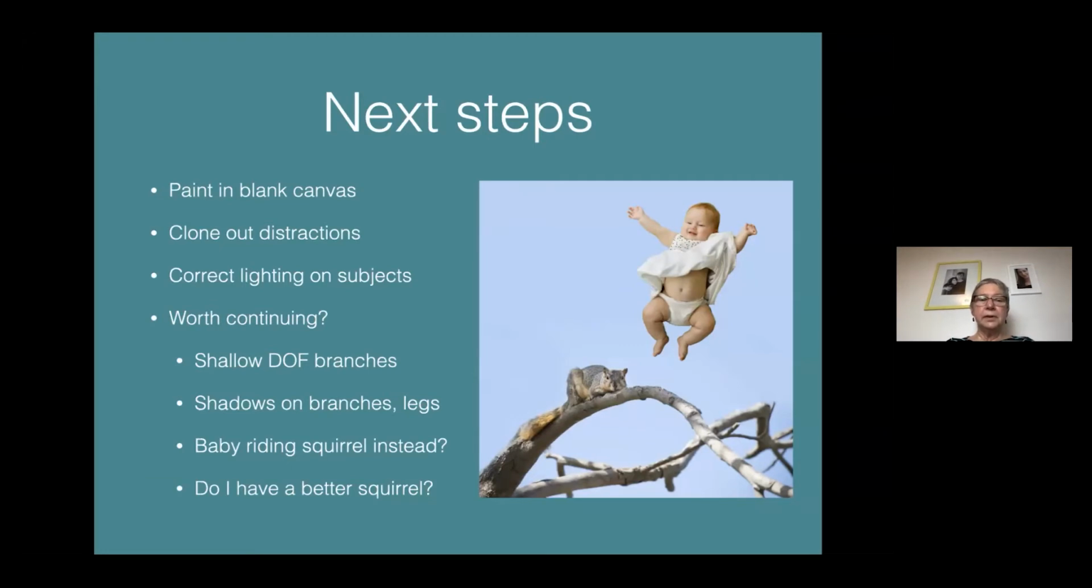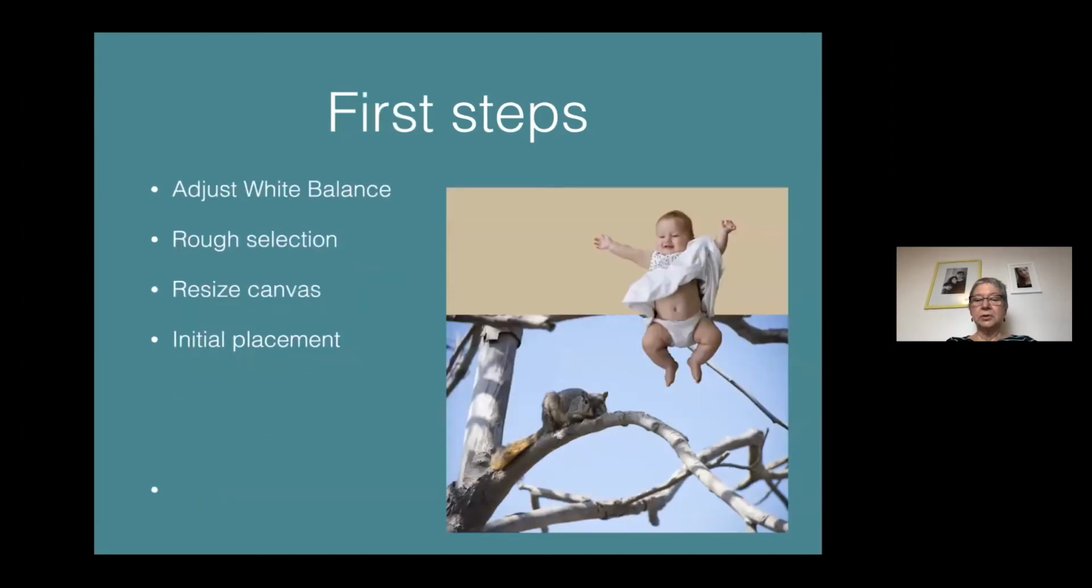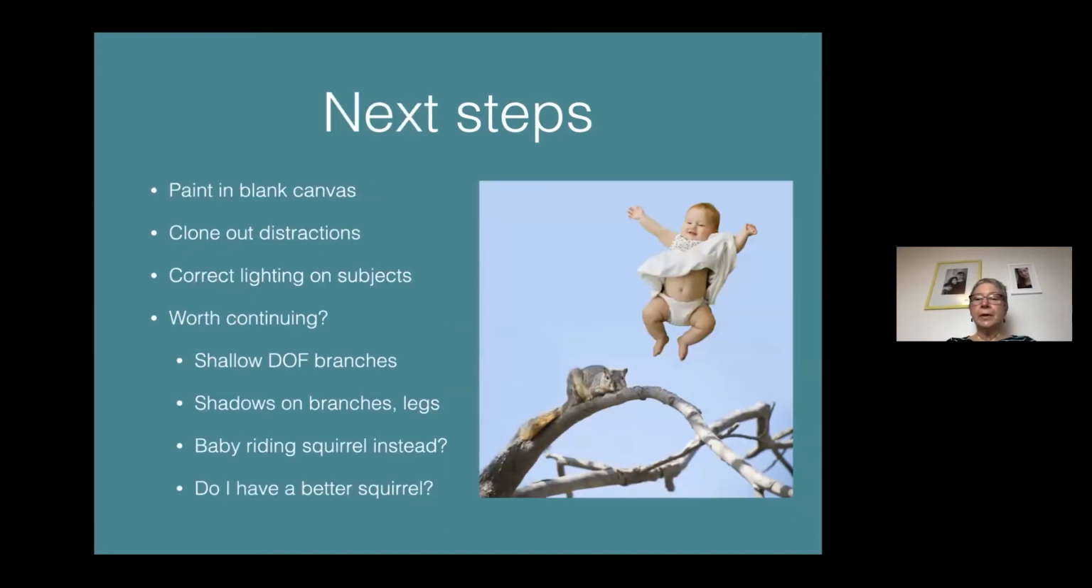So then I take it next. I painted in the blank canvas, cloned out some of the distractions of all those other branches, and did some correction on the lighting on the subjects. I took the squirrel out of the shadow and added some more light to the baby so it looks like they're in the same space. And so at this point, I decide, is this worth continuing? Well, what's wrong with this?